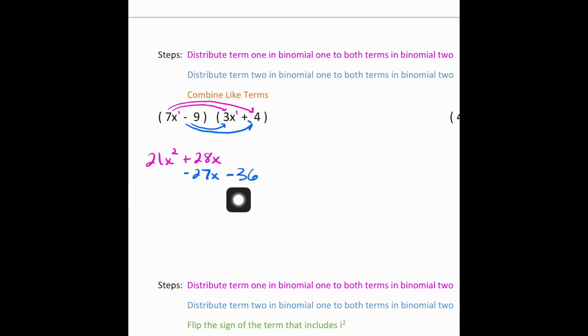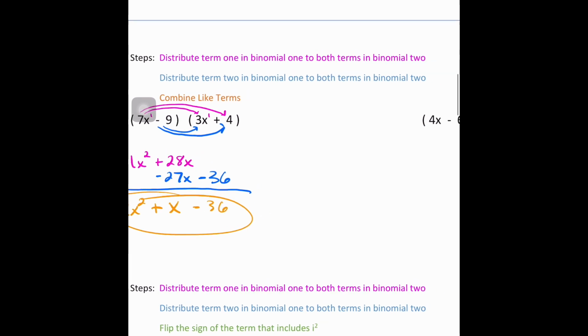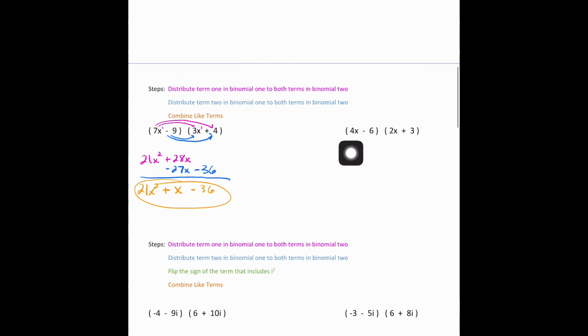We can't combine that negative 36 with anything because it doesn't have an x with it, and it certainly does not have an x squared with it. All right, we will draw our line, and then we just combine like terms. We're just going to work top to bottom, left to right. 21x squared, anything below, nobody home, drop it straight down. 28x minus 27x leaves you just an x. Bring down your negative 36. Circle your answer. Go ahead and pause the video. Try this bad boy out on your own.